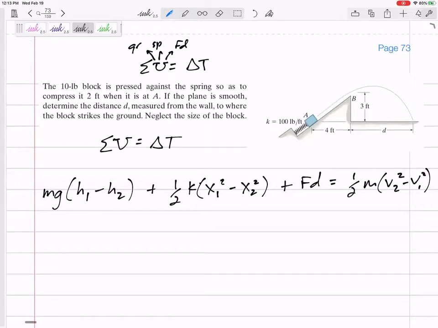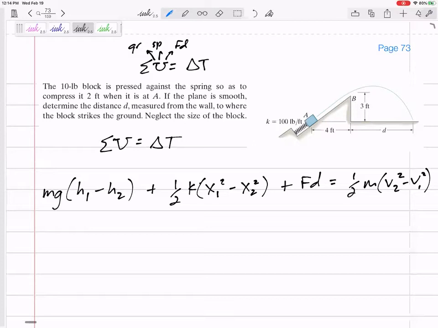Okay. And now let me read the problem, right? I know if I'm going to use work energy, that is the equation I'm going to use, kind of no matter what problem I'm asked. But this is a good problem for work energy because it says something about the velocity. Let's think about this. A 10-pound block is pressed against the spring so as to compress the spring 2 feet when it's at A. Plane is smooth. Determine the distance D measured from the wall to where the block strikes the ground.